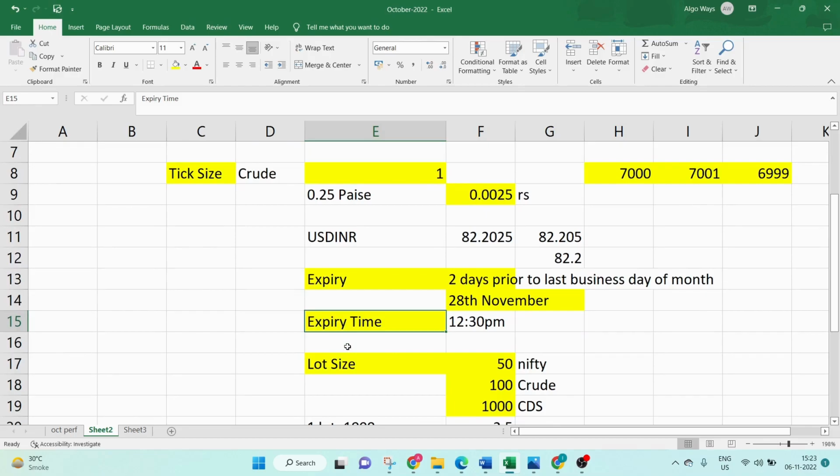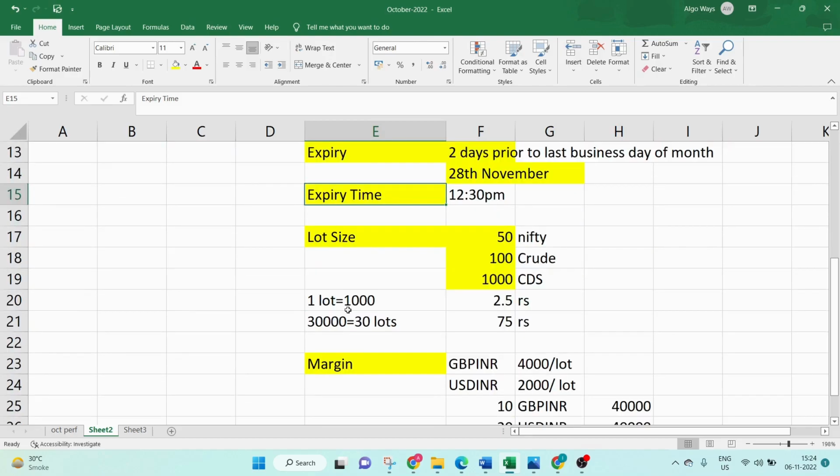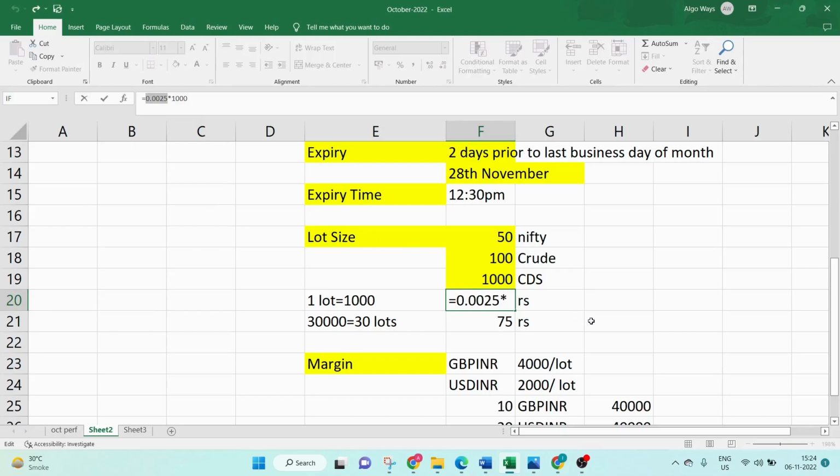Now coming to the next: lot size. In NSE, one lot is 50 quantity. In crude oil, for example, it is 100, and in case of CDS, it is 1000. So one lot is 1000 quantity. So if your trade moves by 1 tick, that is 25 paise, on one lot, your PNL will move by 25 rupees. Sorry, 2.5 rupees, not 25 rupees, on one lot, on 1 tick.